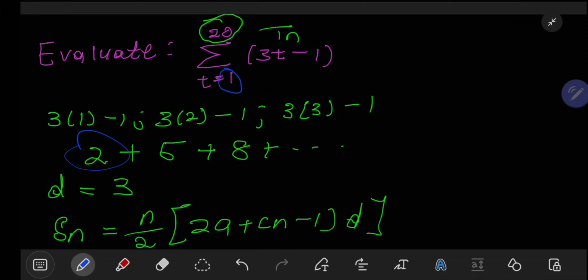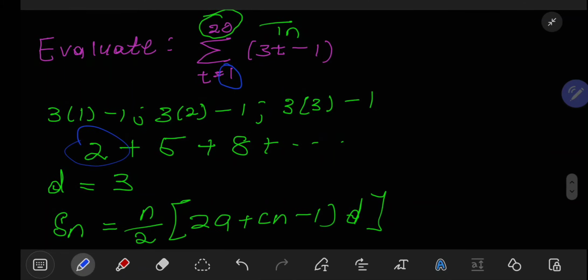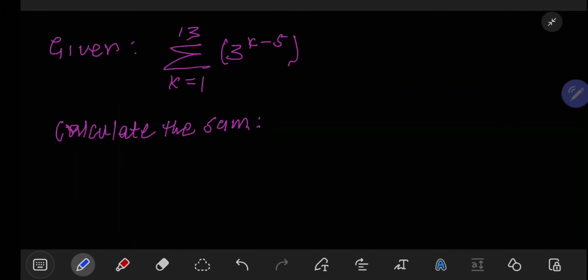Okay, so I think we can check another example so that we can strengthen our knowledge on this sigma notation concept. All right, here is our example. We're given this sigma notation. Here it says the sum of 13 terms from 1, whereby the general formula is 3 raised to exponent k minus 5. So remember, we have to calculate the sum. So we must expand, or at least find 3 first terms of this sequence.